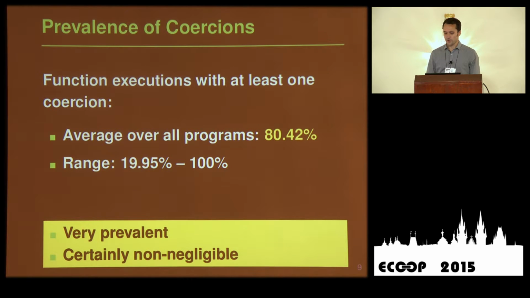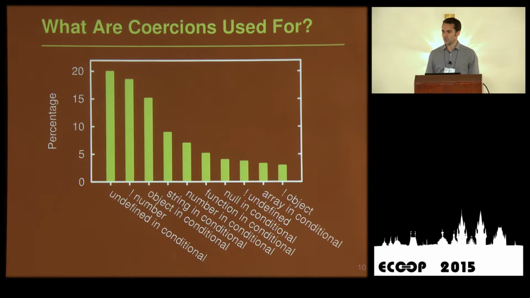Okay, so now we have lots of coercions. The next question is, what are they actually used for? So in this graph, the horizontal axis shows the different kinds of coercions that you can have in JavaScript. Not all of them, just the 10 most popular ones. And the vertical axis shows the percentage among all coercions that we observe for particular kinds of coercions.